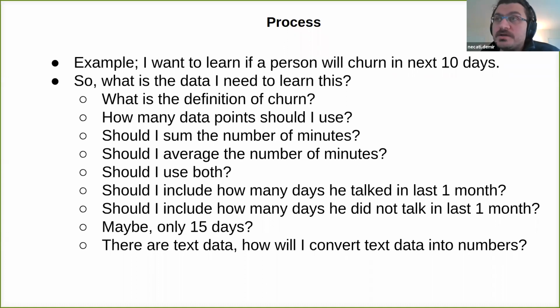How many data points should I use? This process is so hard to explain because it changes from data to data, and it is completely based on imagination and art. Should I sum? For example, I want to analyze the number of minutes. Should I sum? Should I take the average? Should I use both? Should I include how many days he talked in 1 month, or should I use how many days he used the phone or not? The days that he didn't use the phone. Or maybe all of them. Maybe only on 15 days.